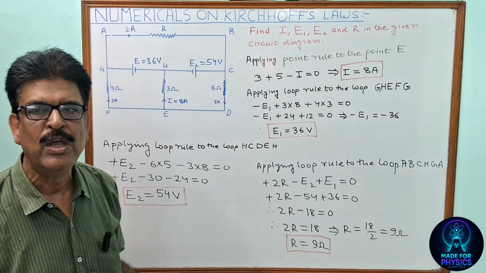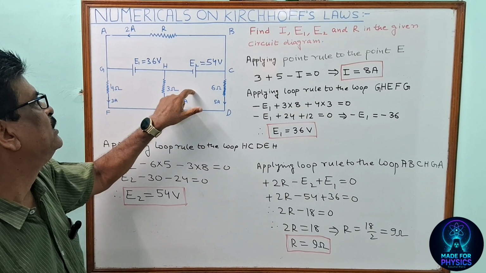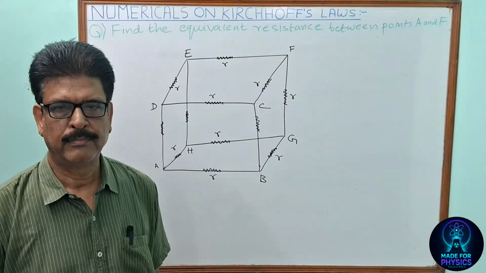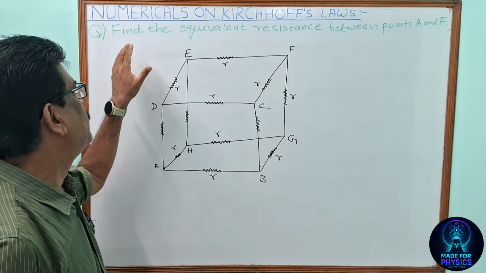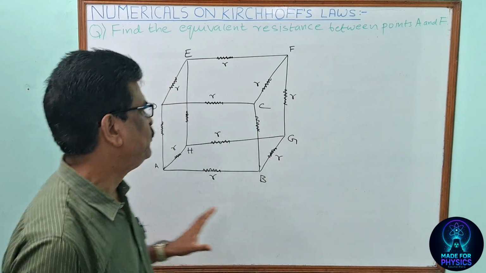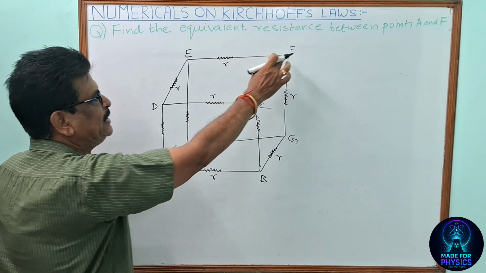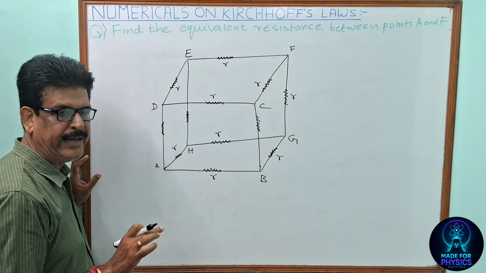So this is how we have solved for I, E1, E2 and R. Hopefully you have understood this question. Yes. Our next question is, find the equivalent resistance between point A and F in this diagram. So this is A and this is F. You have to find the equivalent resistance between point A and F.